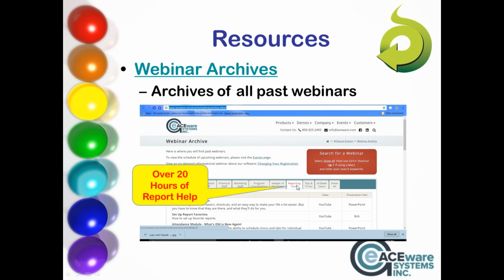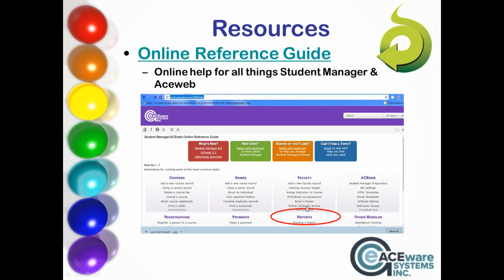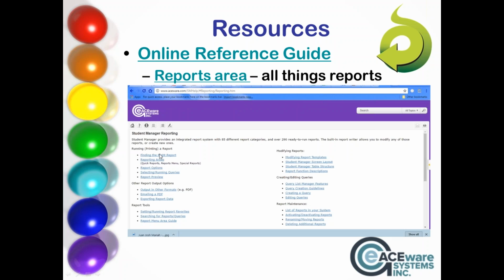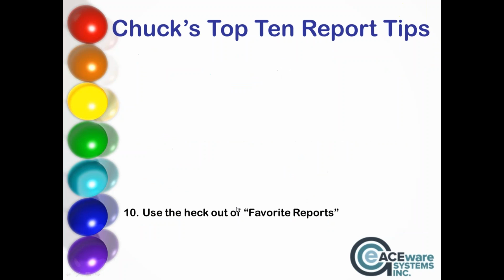Again, the reporting tool area has 20 hours of report help tools. Certainly, if you're a reader more than a watcher, you can go to the online help guide, go to reports, and again, you've got tips and tools about how to get into the reporting area. Well, okay, we're pretty close here, so we're going to give you my top 10 reports.